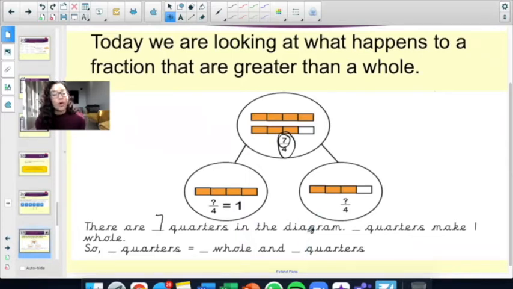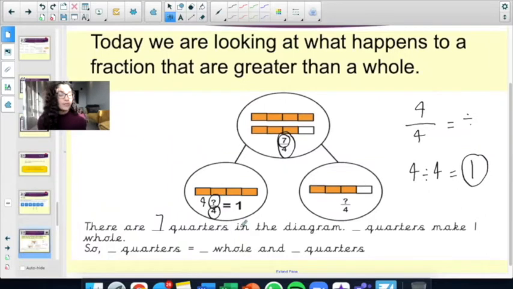How many quarters make one whole? Now, to make one whole, you have to have the same number as the denominator and as the numerator. So if the denominator is 4, then the numerator must also be 4. And the reason why you need that to happen is because this fraction sign, this line here, also means divide. So if you have 4/4, that's the same as 4 divided by 4. And what's 4 divided by 4? It's 1. So that's why it has to be 4/4. And that's why it's equal to 1, because 4 divided by 4 equals 1. So 4 quarters make one whole.